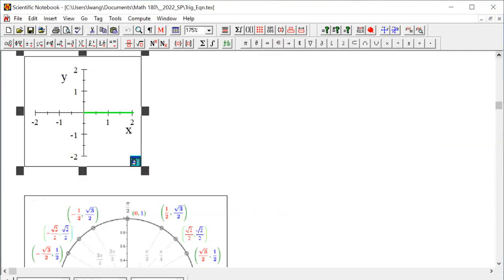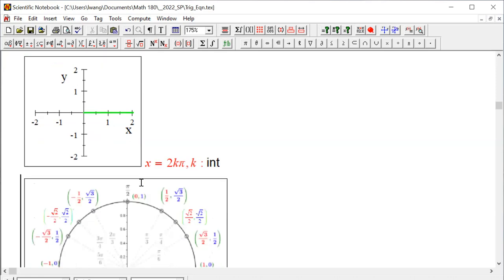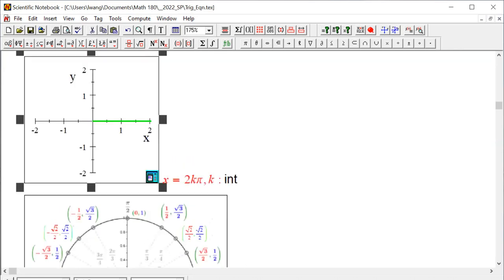So what are the solutions? That's the only terminal, right? So x will equal 2k pi, where k equals 0, 1, 2, 3. Multiples of 2 pi. k are integers. Whether you use either one, really, you can use either one.